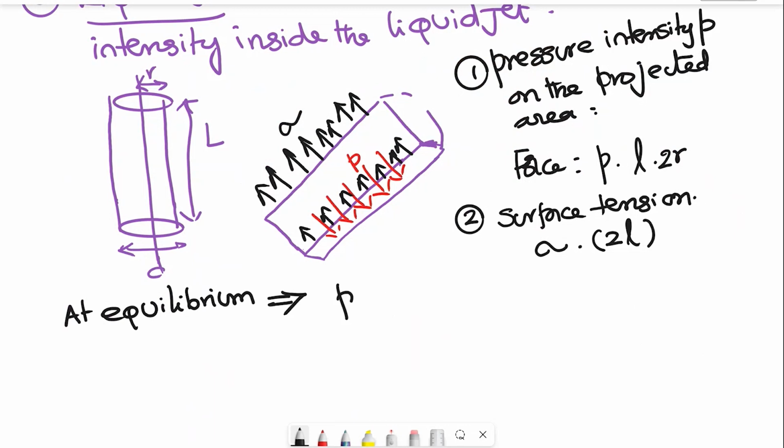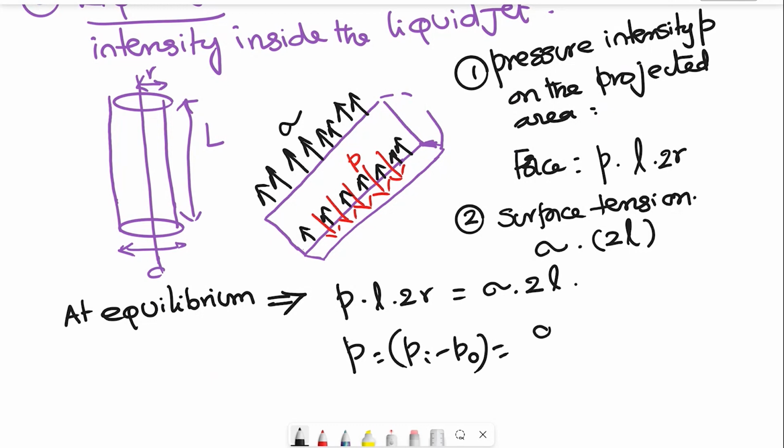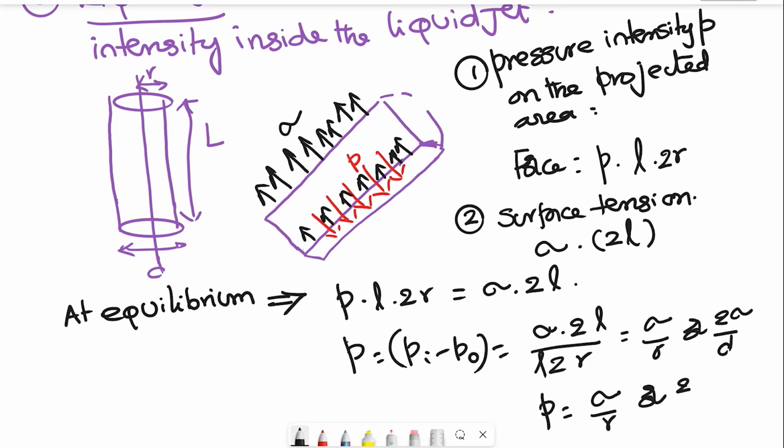So at equilibrium, equating these two, P into L into 2R is equal to sigma into 2L. Therefore, P, which is Pi minus Po, is equal to sigma into 2L by 2R. L will cancel, 2 will cancel. It is sigma by R, or 2 sigma by D. So P is equal to sigma by R or 2 sigma by D. So these are the three case studies. With this, we have completed the surface tension topic.